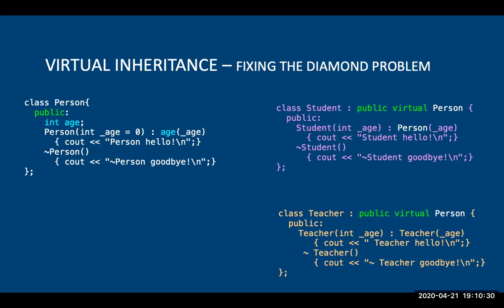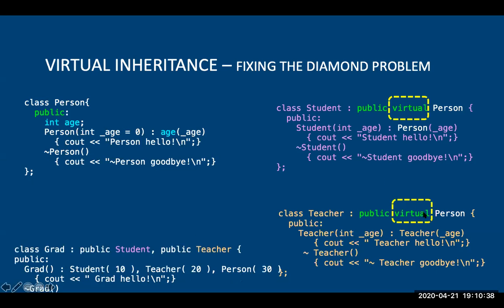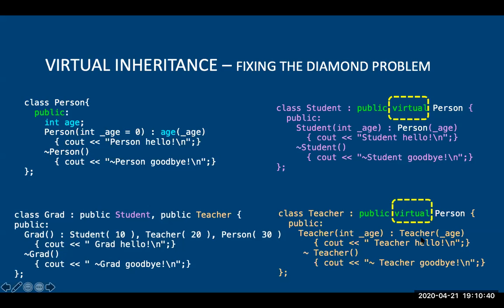And then here's our virtual teacher derives virtually from person. So if we do that at this level, right? Not at the child level, but actually at this level. And then we actually build our typical multiple inheritance here from 2 different classes. Things will work out just fine.